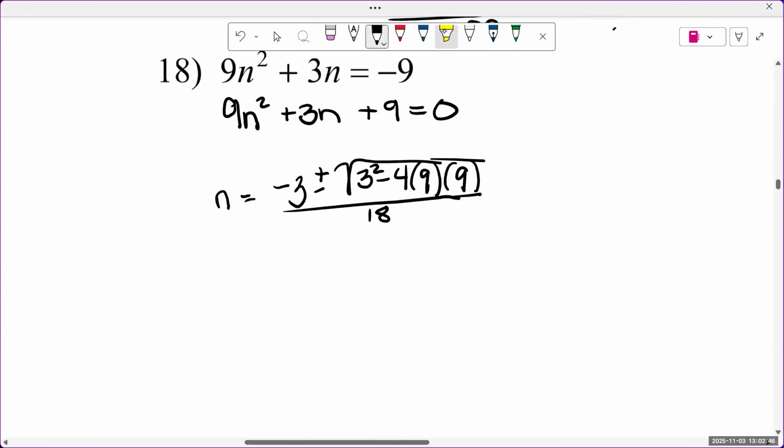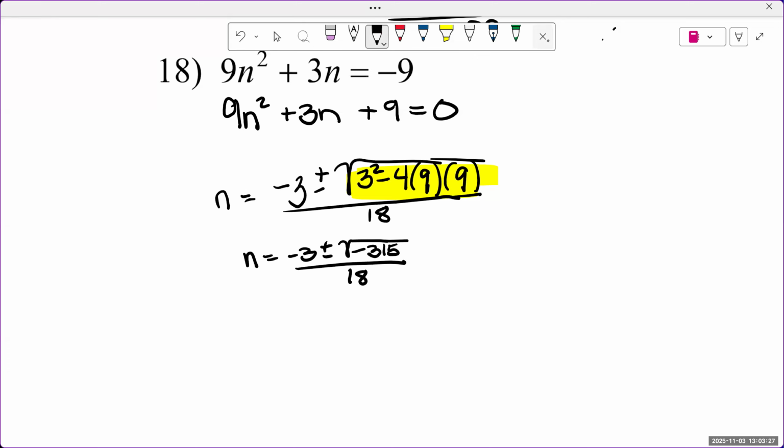Okay, so now we simplify. So we need to simplify what's underneath the radical sign. So 3 squared minus 4 times 9 times 9 is 9 minus 324. So that is 315. And that is negative 315. Okay, so now we need to simplify 315.